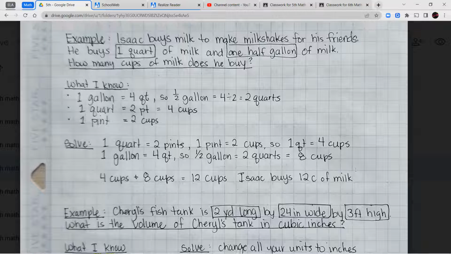And we know that 1 gallon is 4 quarts. So the other half gallon that he purchased was just 2 quarts. And that's going to give us 8 cups. So we're going to add the 4 cups plus the 8 cups to equal 12 cups. So Isaac buys 12 cups of milk.